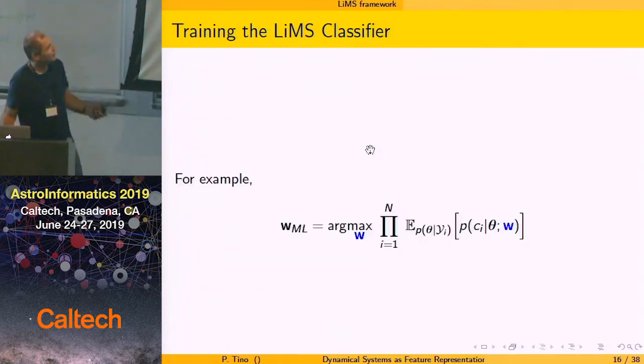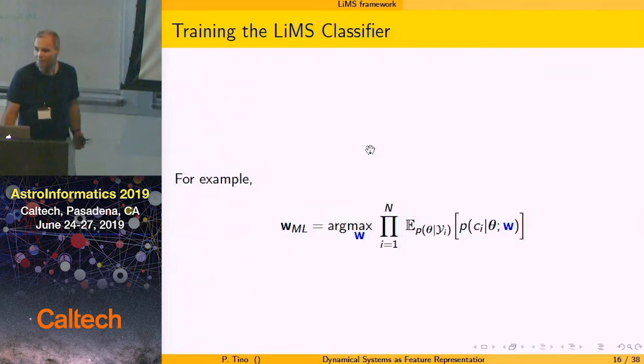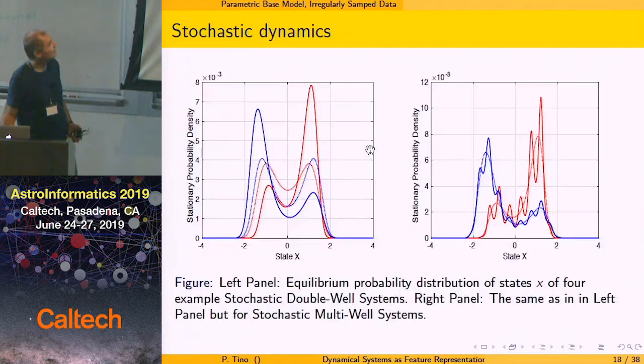So, for example, you do it like this. So this would be maximum likelihood estimation, but you can do Bayesian. It doesn't matter, right? Once you have this trick, okay? So let's see what is happening. So I just give you this.